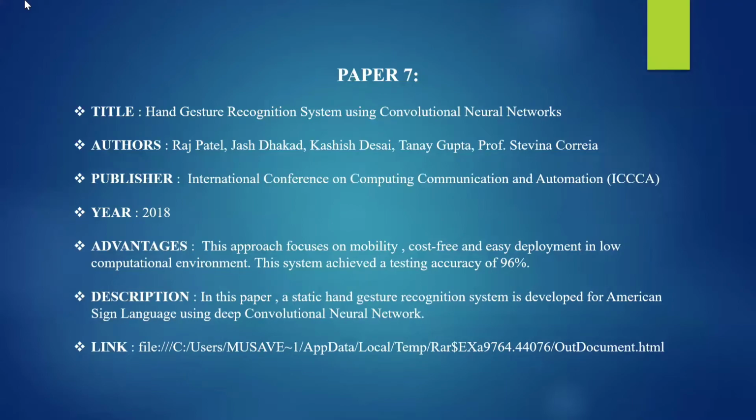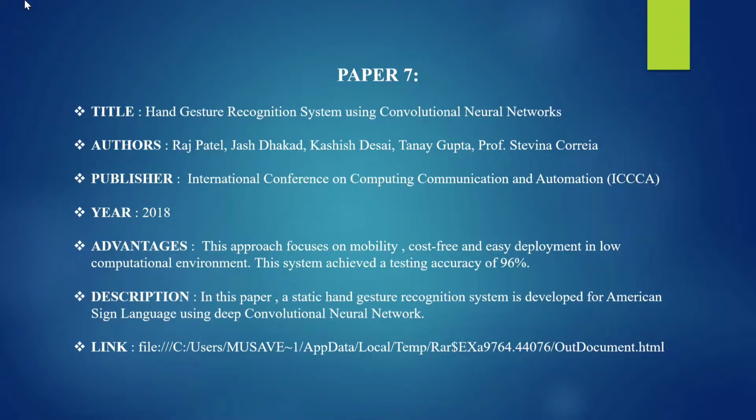The seventh paper title is Hand Gesture Recognition Using Convolutional Neural Network. The authors are Raj Patel, Jas Dhakar, Kashish Desai, Tane Gupta, and Professor Steveni Korea. It is published by the International Conference on Computing, Communication and Automation, ICCCA, in the year 2018. In this paper, to tackle the difficulties faced by the hearing impaired, there is a need to develop a system which translates sign language into text, which can easily be recognized by impaired people.